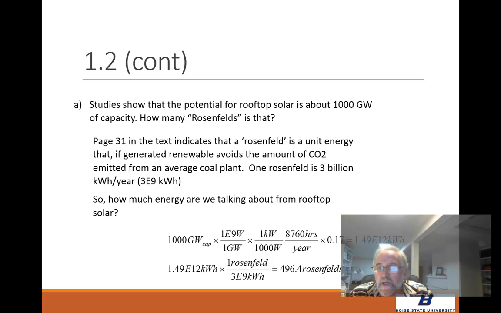So the question is, what's the potential? Some studies say the potential for rooftop solar is about 1,000 gigawatts of capacity.